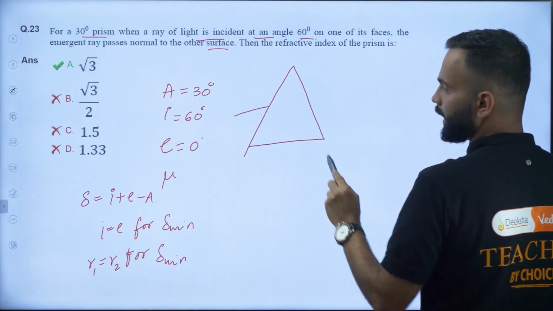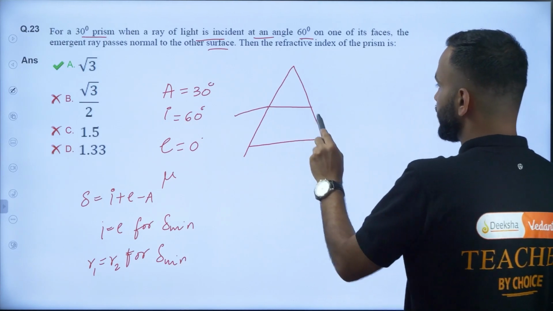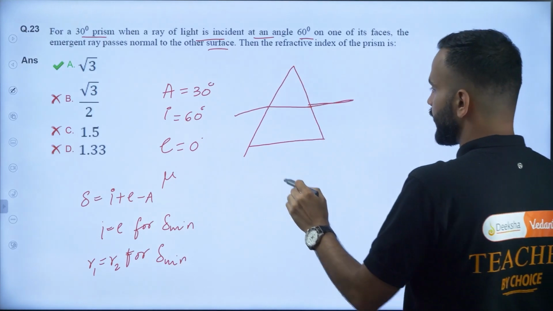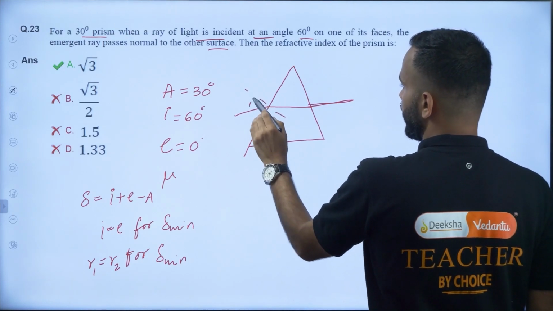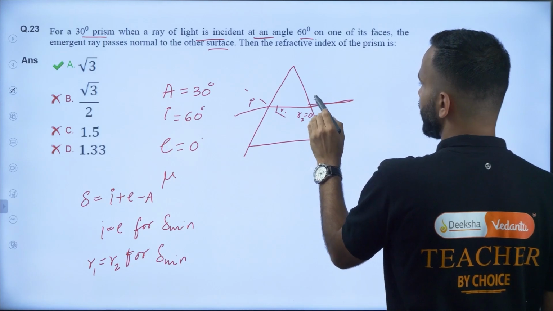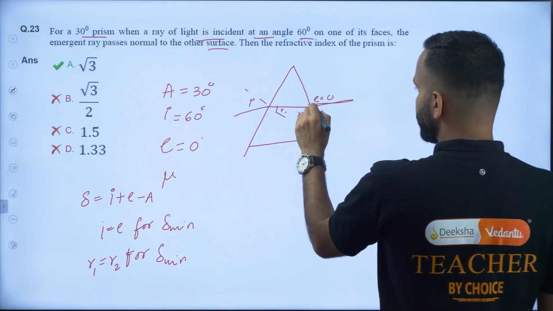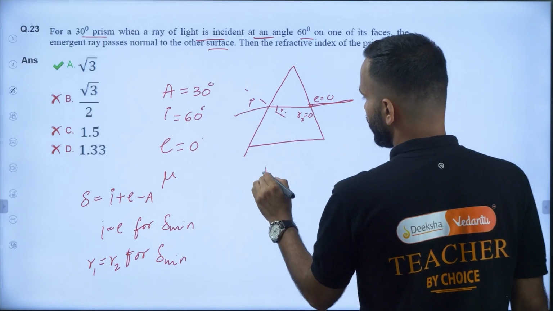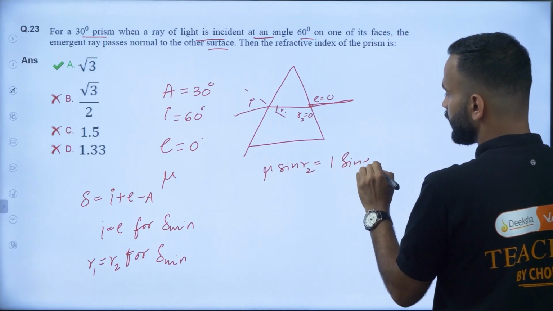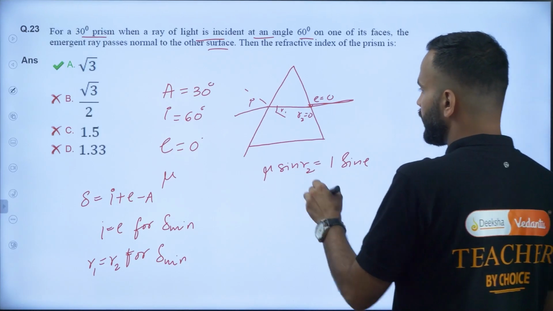So this is the incident light. Then the ray will travel normal to this surface, right? So angle of incidence is I. Here this is R1. So R2 is equal to 0, right? Because angle of emergence is equal to 0. Why? Apply Snell's law at this point. So mu into sine R2 is equal to 1 into sine E. So E is 0. So R2 will also be 0, right?